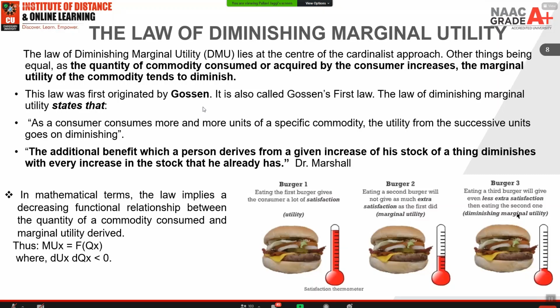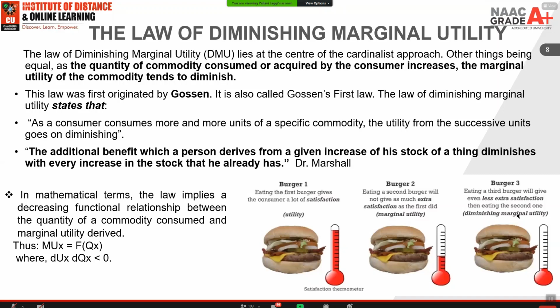This law was given by Gossen, so it was first called Gossen's first law. The law of diminishing marginal utility states that as the consumer consumes more and more units of a specific commodity, the utility from the successive units goes on decreasing. According to Marshall, the additional benefit which a person derives from a given increase of his stock of a thing diminishes with every increase in the stock that he already has. This law explains the functional relationship between the quantity of the commodity consumed and the marginal utility derived.